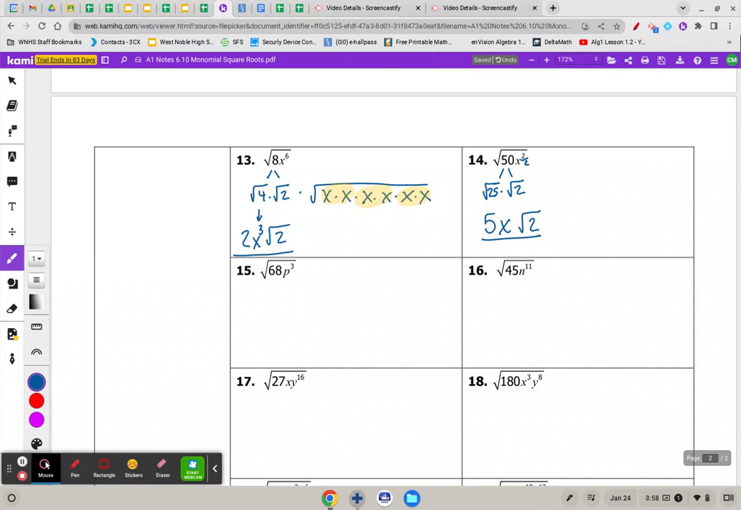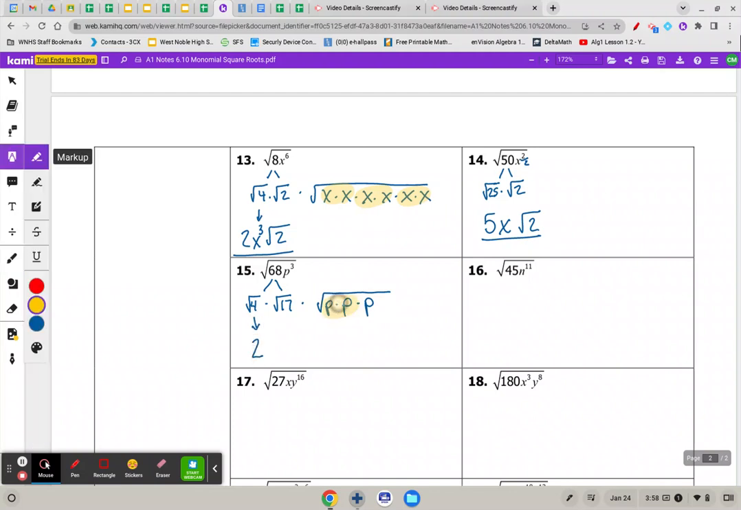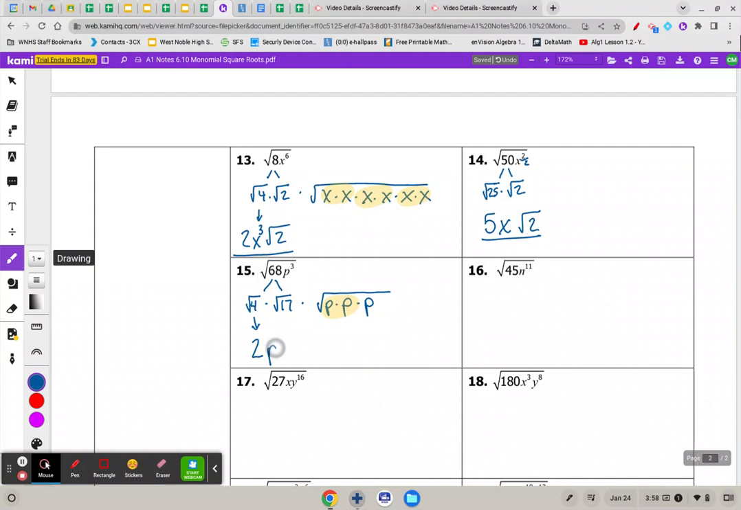If I look at 15, 68 splits into 4 and 17. If I write out my p's, I have p times p times p. That gives me 2. I've got one group of p's, 2p, square root 17p.